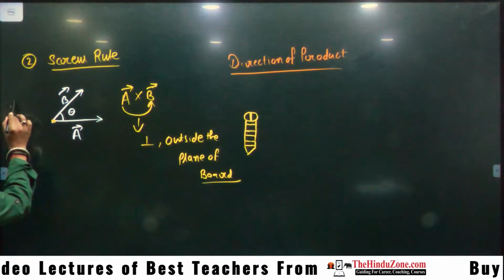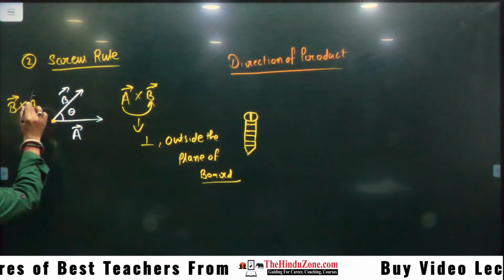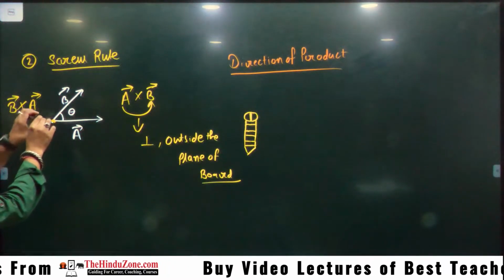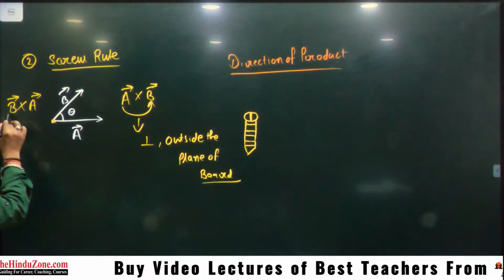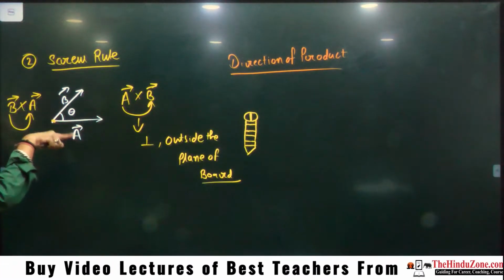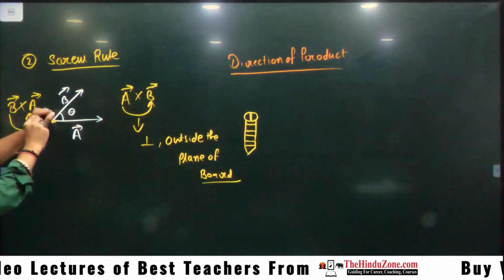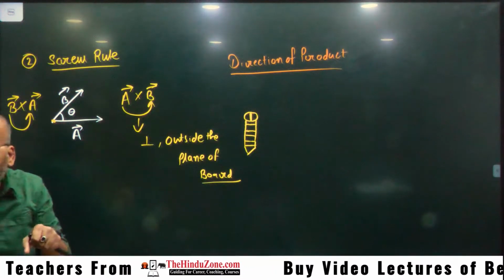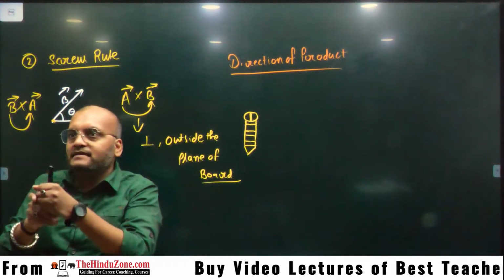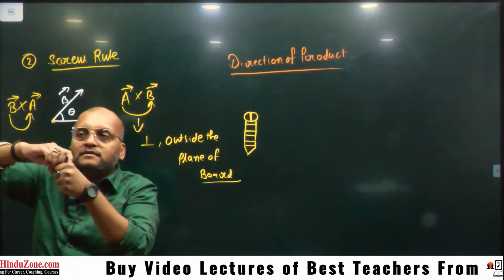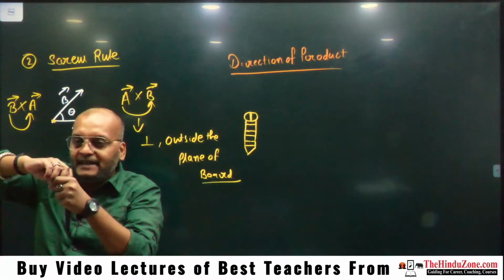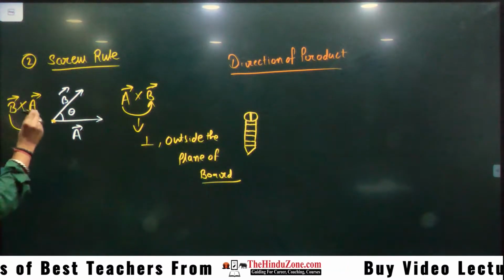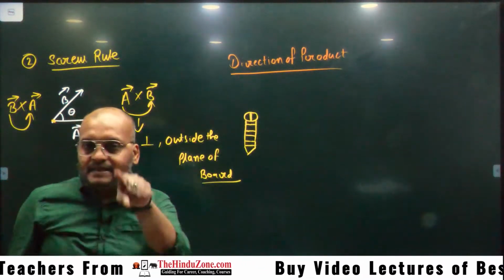Now, please see, if we do B cross A, again I will place my screw here. B cross A. See, I am going from B to A. Yes or no? So my rotation will be clockwise. And when I rotate the screw clockwise, what happens? It goes inside the nut. Sorry, it goes inside the bolt. Inside the hole. Yes or no? It will go in. So it is inside the plane of board, perpendicular and inside the plane of board.